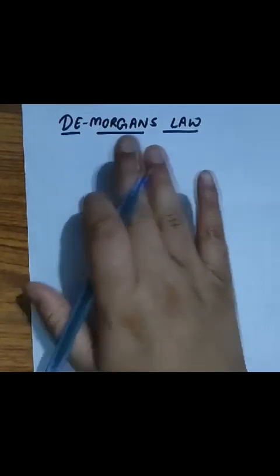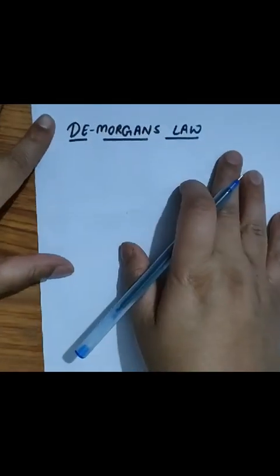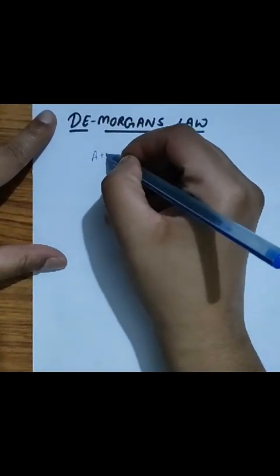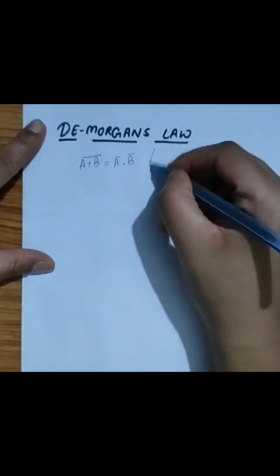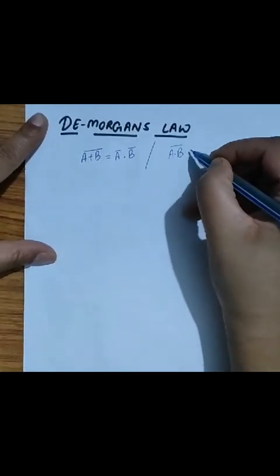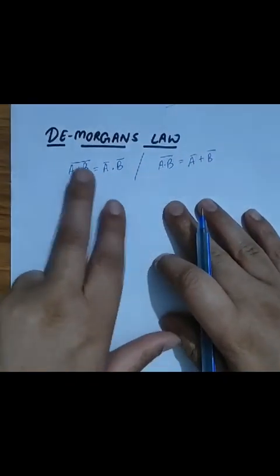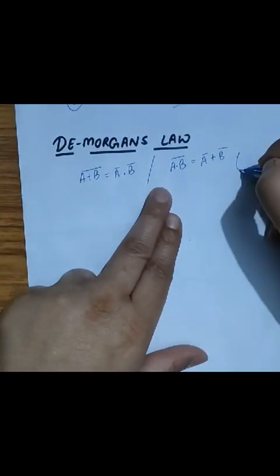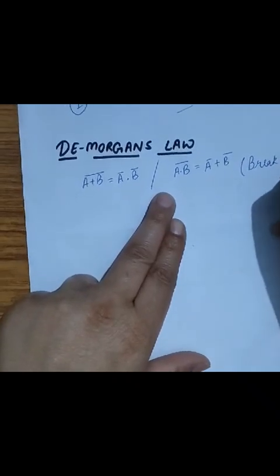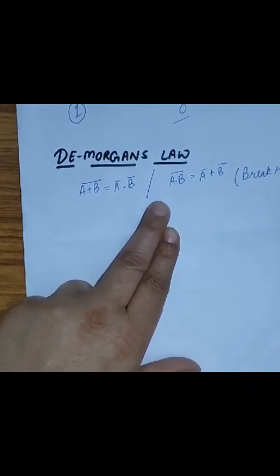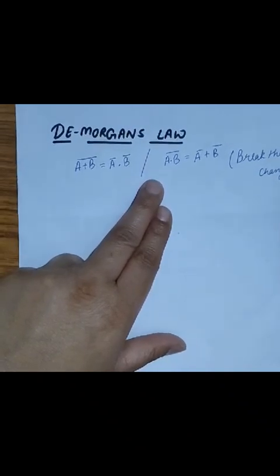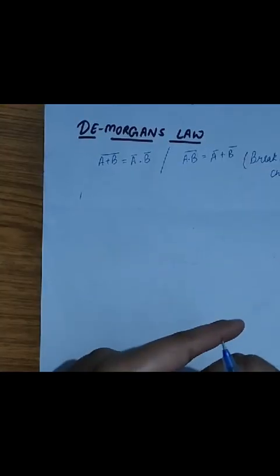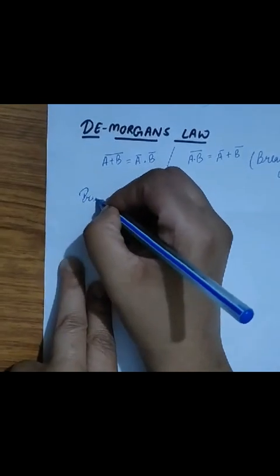Further, we'll study about De Morgan's law. The expression for De Morgan's law is (A plus B) bar equals A bar dot B bar, or (A dot B) bar equals A bar plus B bar. A simple trick to learn De Morgan's law is break the line and change the sign. So we'll see the proof of De Morgan's law.